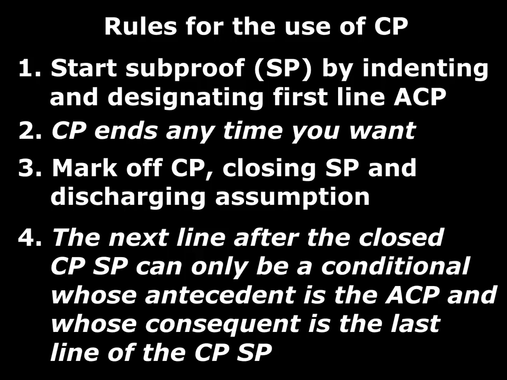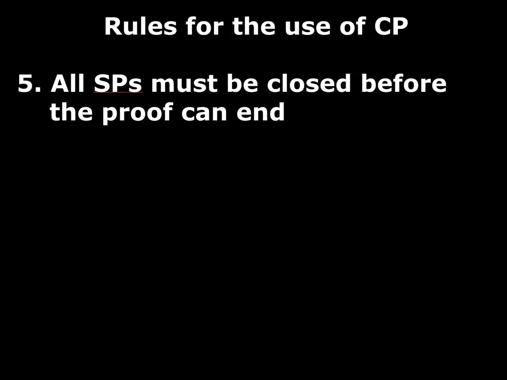Once you've done that, the next line after you've closed that subproof can only be one thing. It has to be a conditional whose antecedent is your ACP and whose consequent is the last line. And again, this sounds like a really strict rule you have to follow, which it is, but it's actually good. Because of this rule, you picked the ACP you did and ended the subproof when you ended it. It's because that's exactly the conditional you wanted. Rule 5. All subproofs have to be closed before your proof can end.